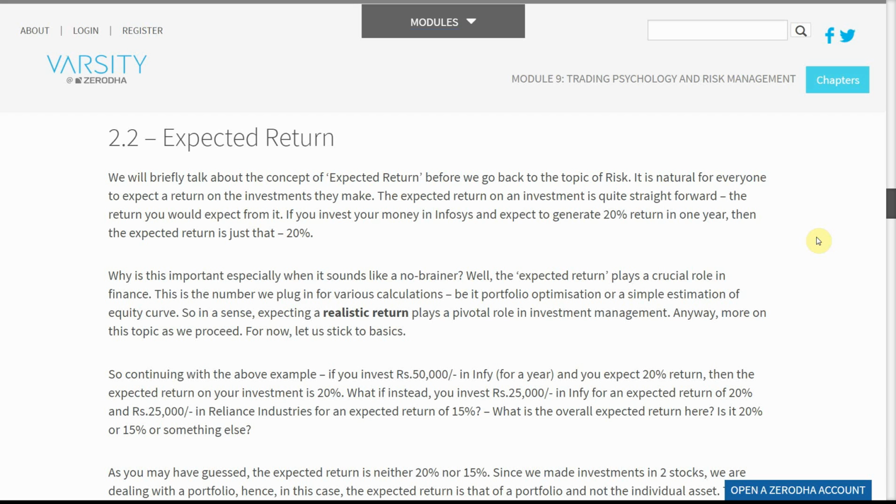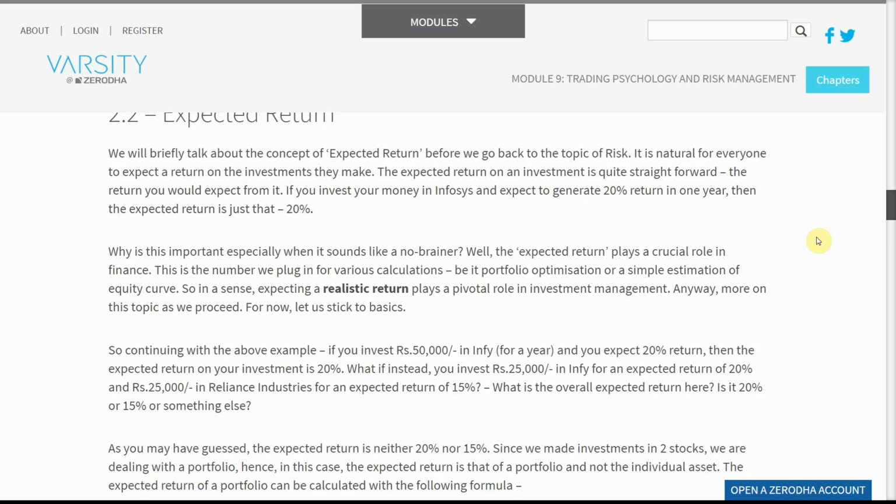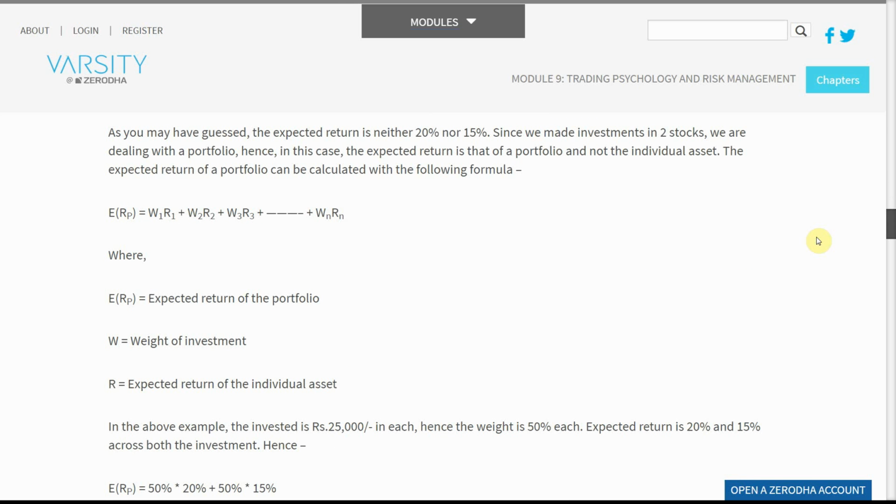So continuing with the above example, if you invest 50,000 rupees in Infosys for a year and you expect 20% return, then the expected return on your investment is 20%. What if instead you invest 25,000 rupees in Infosys for an expected return of 20% and 25,000 rupees in Reliance Industries for an expected return of 15%? What is the overall expected return here? Is it 20% or 15% or something else? As you may have guessed, the expected return is neither 20% nor 15%.